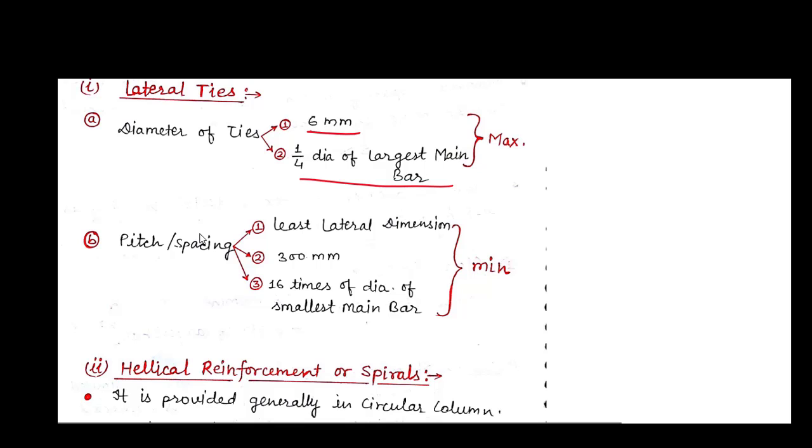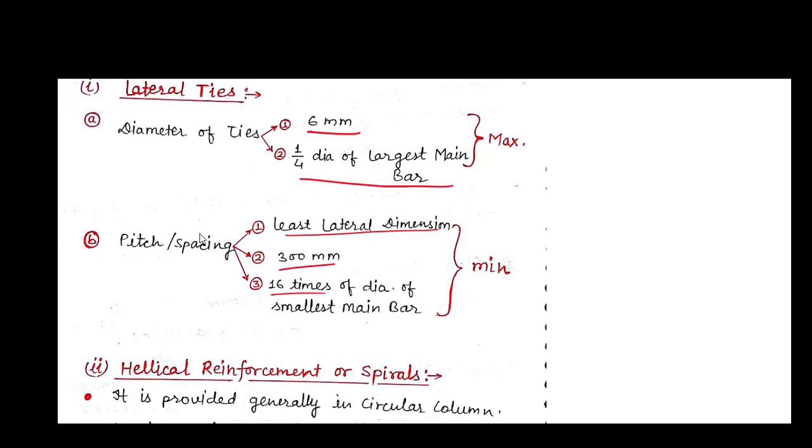So it will depend on three factors. First one is the least lateral dimension, means if it is a square column, you can take either of the dimensions, but if it is a rectangular column, you will take the smallest value of the dimension. So least lateral dimension, 300 mm, or 16 times the dia of smallest main bar. So you can say it 16D minimum, where D is the diameter of minimum bar. So whichever is minimum between these three, you will take it as spacing.